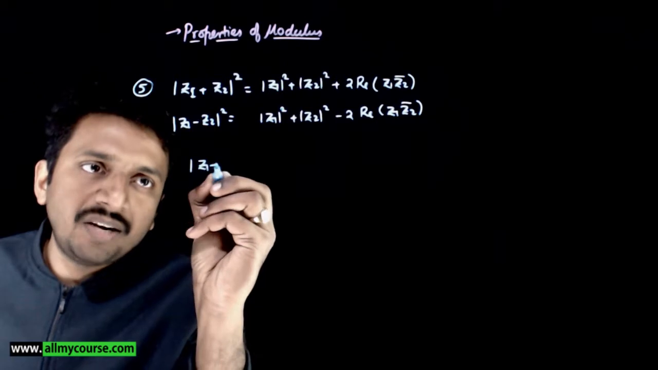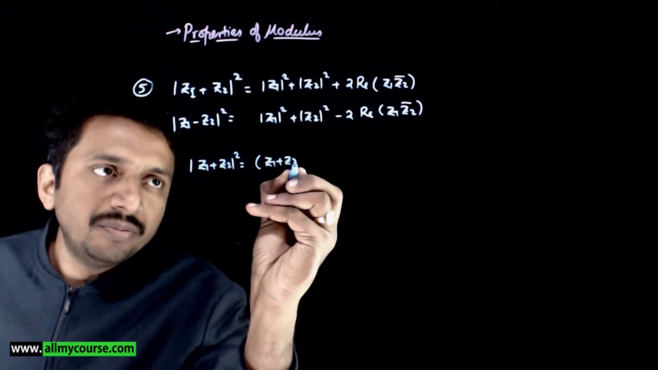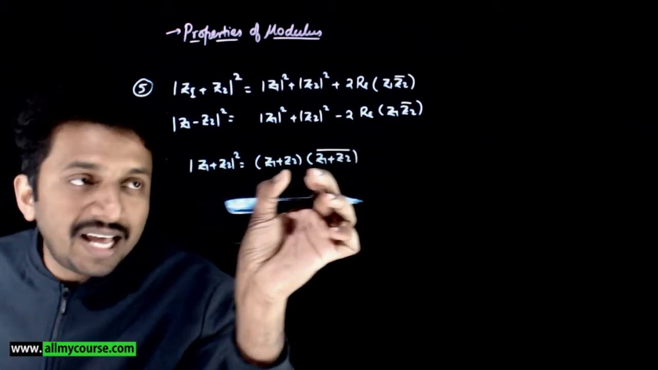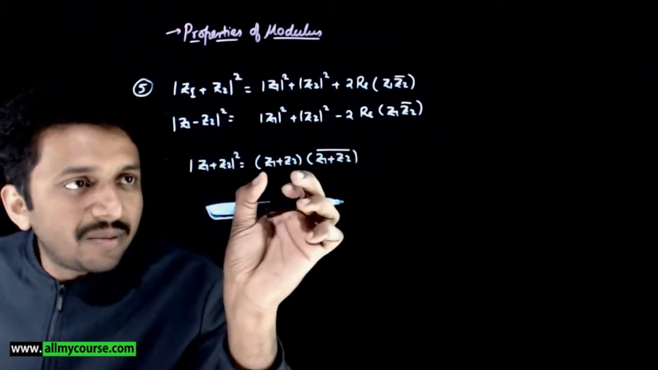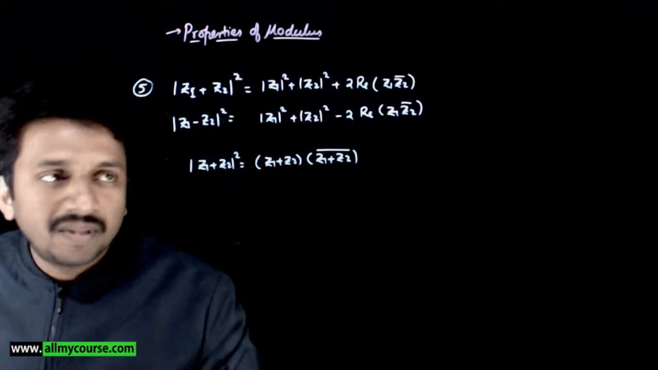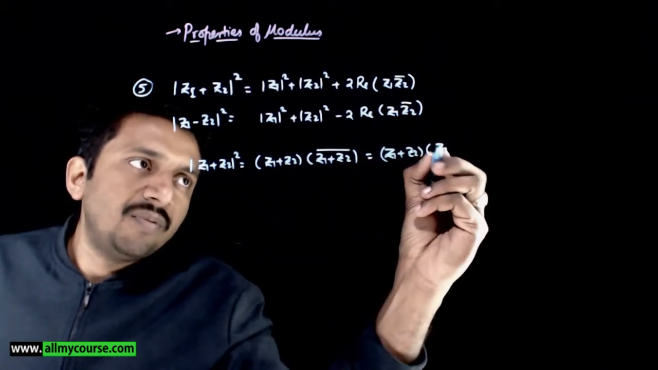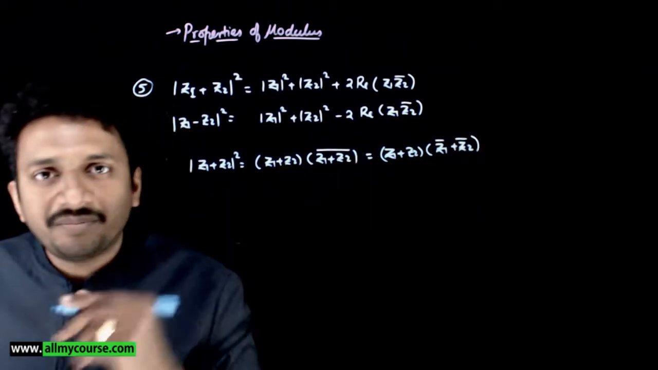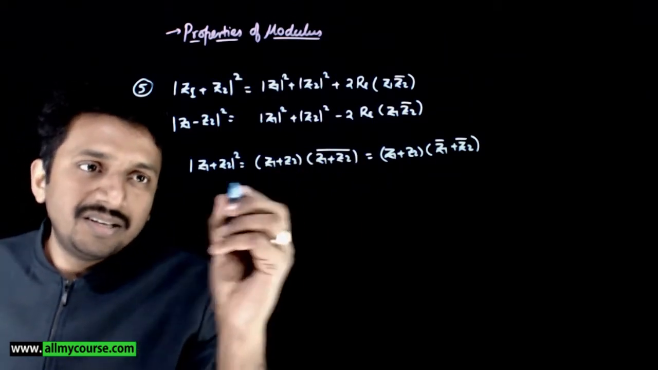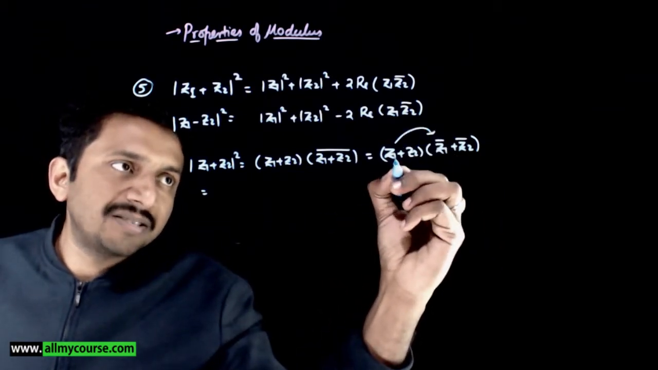So what is modulus of z1 plus z2 whole square? This is nothing but z1 plus z2 times z1 plus z2 whole bar. We know that z times z bar is equal to mod z whole square. Some complex number times its conjugate is equal to modulus of complex number whole square. So that is equal to z1 plus z2 times z1 bar plus z2 bar, because from the properties of conjugate we have seen that conjugate can be separated. So that is equal to, now this is complex number multiplication, just need to expand the brackets, right?